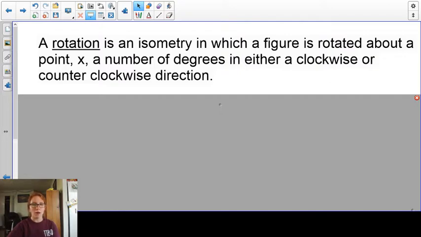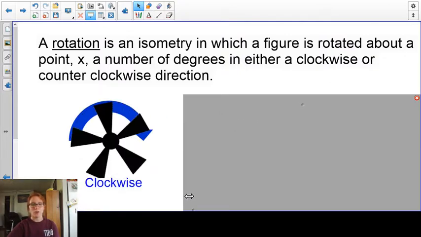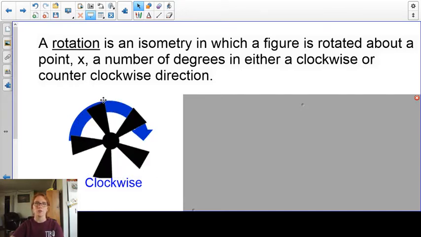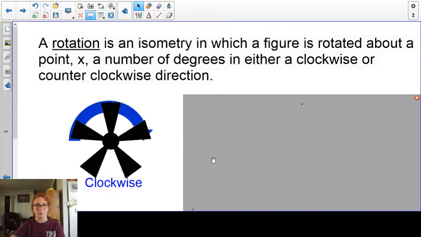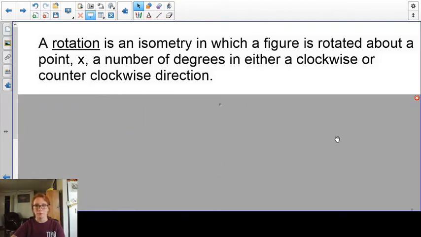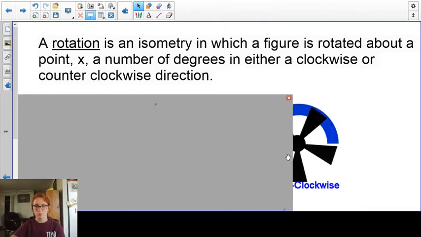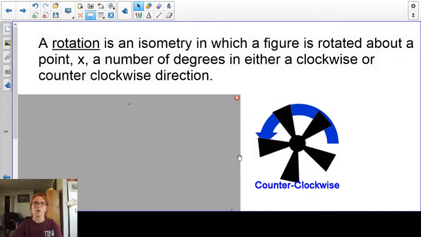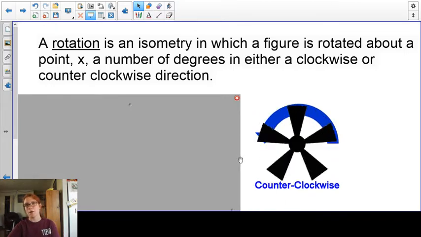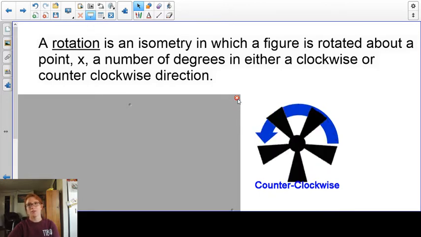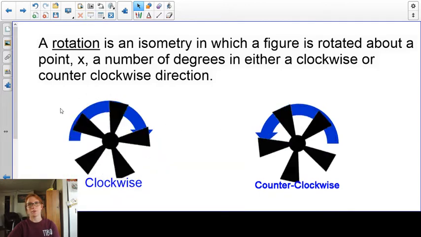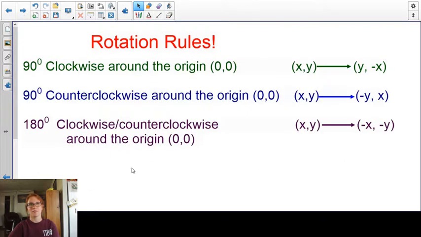So sometimes we go clockwise and sometimes we go counterclockwise. So clockwise is like, here's your 12 o'clock, you're going around making some time. Counterclockwise is when you go backwards. So you're counting down the clock. Because if I try and put these two together at the same time, I get a headache, so I try not to watch that.